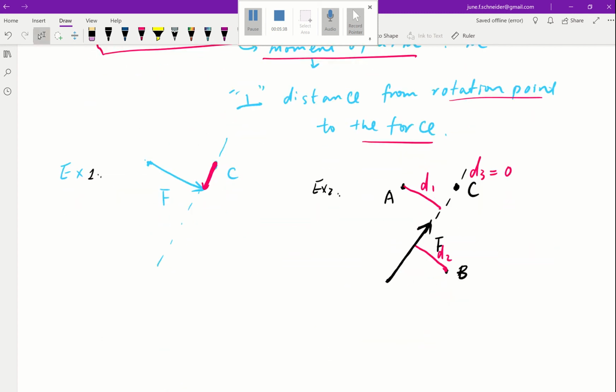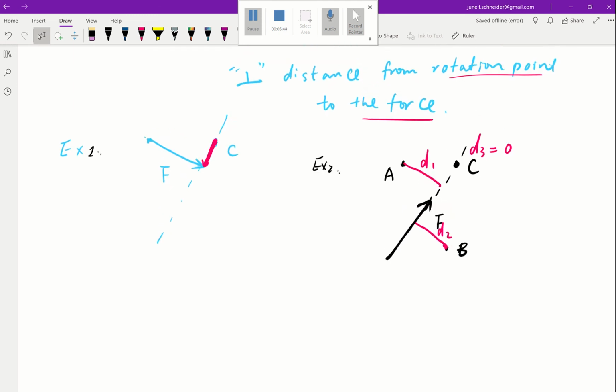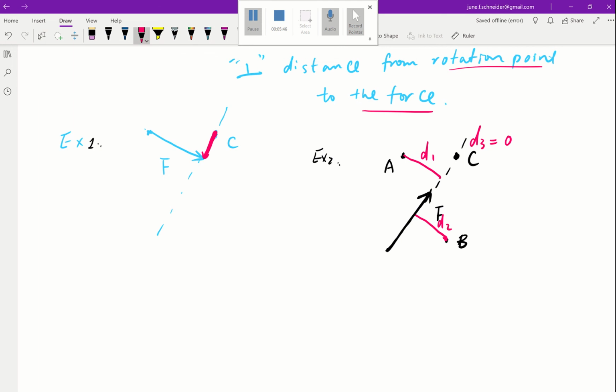Okay, so those are some examples of the moment. Now let's look at a little bit more. Continue to go back to this example 2. And we have 3 examples. So here I'm going to introduce some convention.